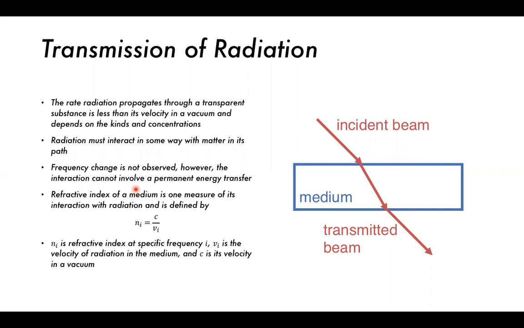The refractive index of a medium is one measure of its interaction with radiation and is defined as n equals c over v, where n is the refractive index, c is the speed of light, and v is the velocity of radiation in the medium. So n_i is the refractive index at a specific frequency i, v_i is the velocity of radiation in the medium at that frequency, and c is its velocity in a vacuum. Since usually we're talking about electromagnetic radiation like light, c would be the speed of light.